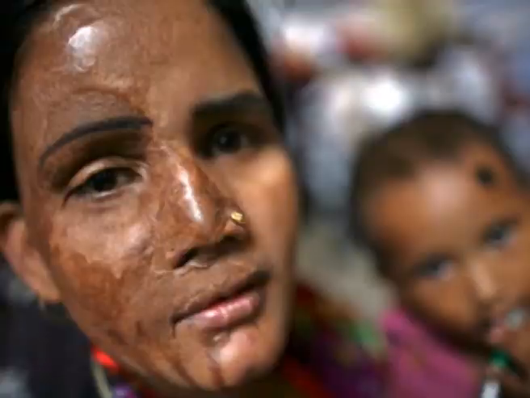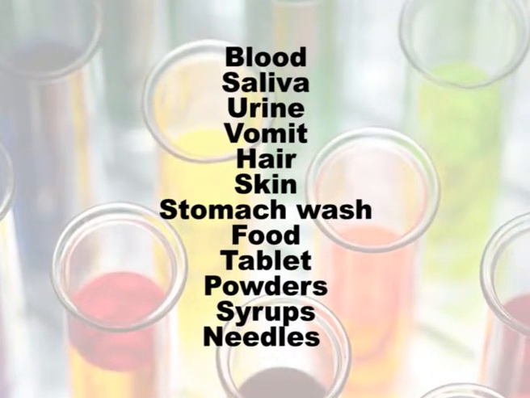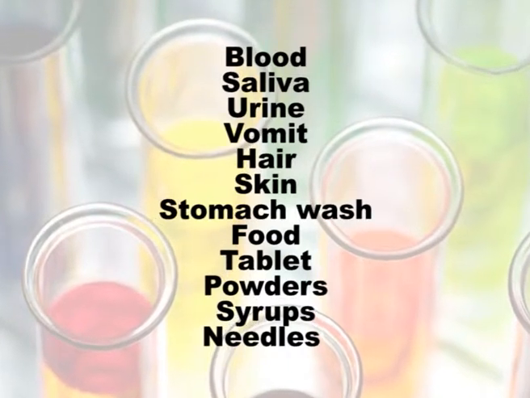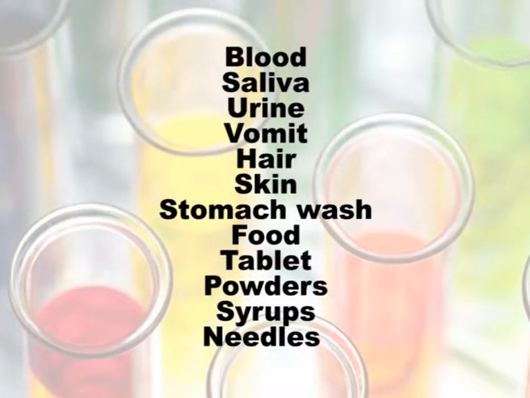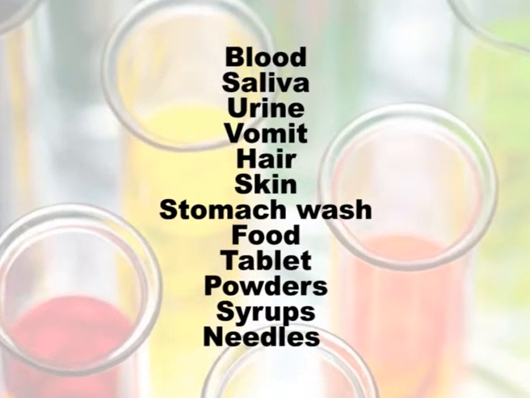attack cases. Now we come to another section, that is forensic toxicology. It deals with the presence of poison in human and animal viscera. Moreover, it examines blood, saliva, urine, vomit, hair, skin, stomach content, food, tablets, powders, syrups, needles and other substances that were present at the scene of crime.